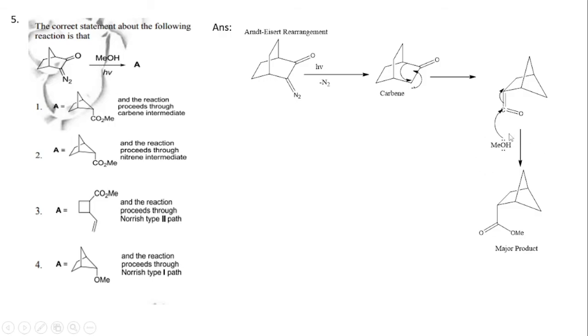Then attack of this methanol on this ketene carbon leads to the formation of this type of ester. So option one is the correct option here. See here, they are saying the reaction proceeds through the carbene intermediate, and A is this option. A is similar to this major product that we found. So option one is the correct option.